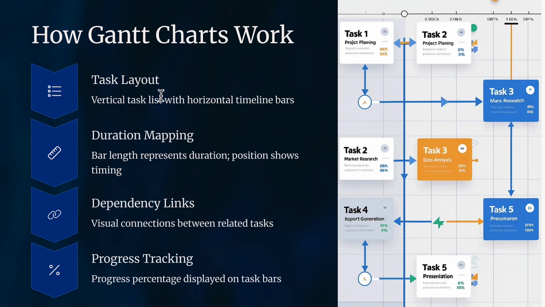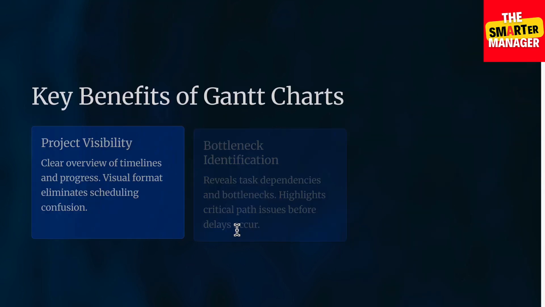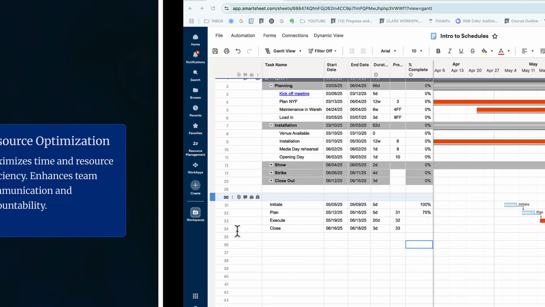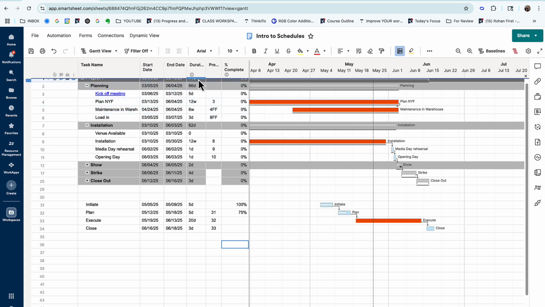The tasks are laid out in a column. It shows the duration and it does dependency links, and it also allows you to track percentages. Project visibility is one thing that is a lot easier with the visuals. It shows potential bottlenecks, and again, it can show resource optimization. And what do I mean by that?